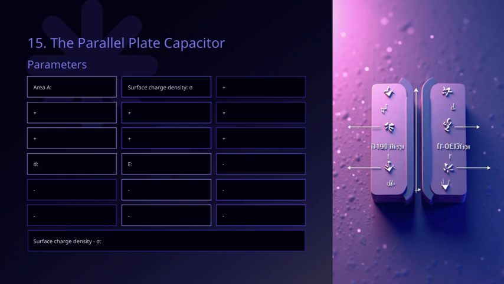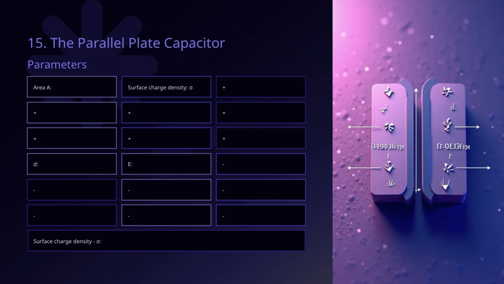Next, there's the distance. Labeled as d, this is the separation between the two plates, and it's a key factor because the electric field strength depends inversely on this distance. The closer the plates are, the stronger the electric field for a given surface charge density. Finally, the area A refers to the surface area of each plate. The larger the area, the more charge the plates can hold, which directly impacts the capacitance of the device.